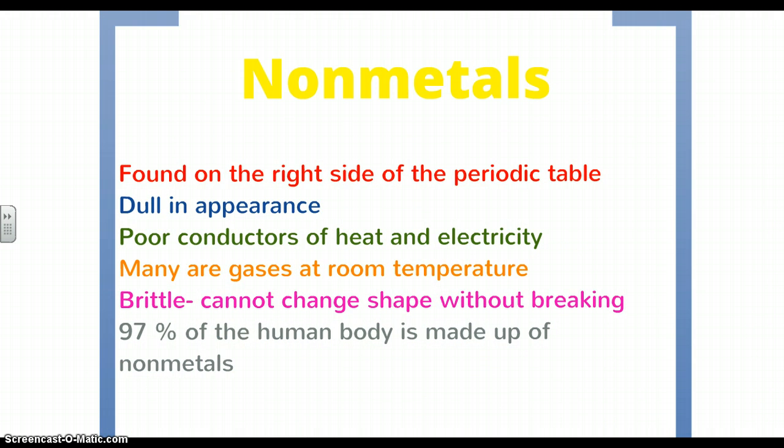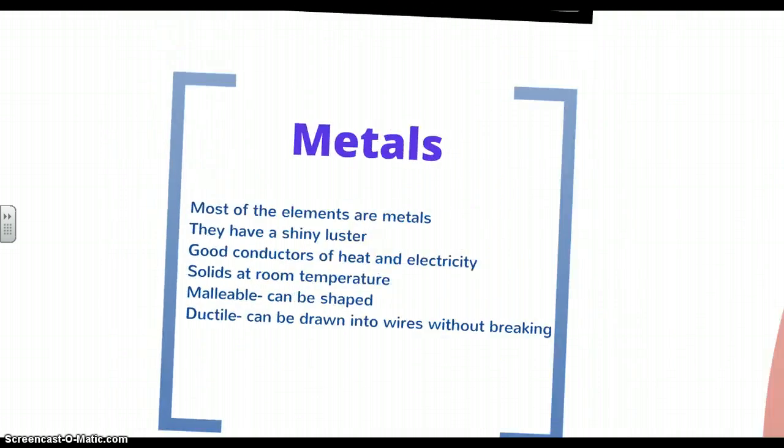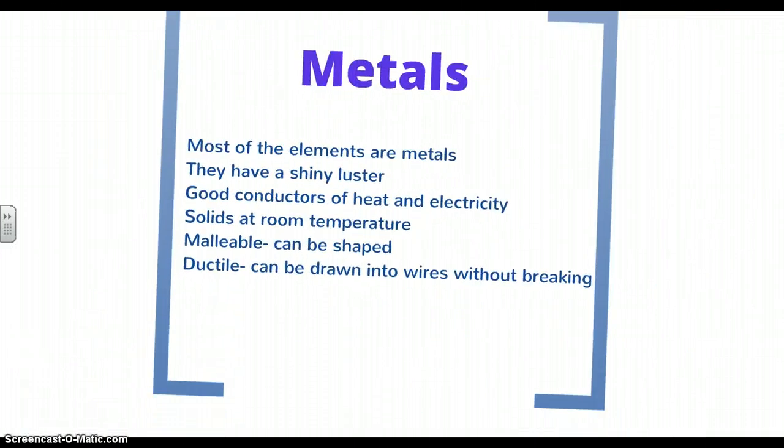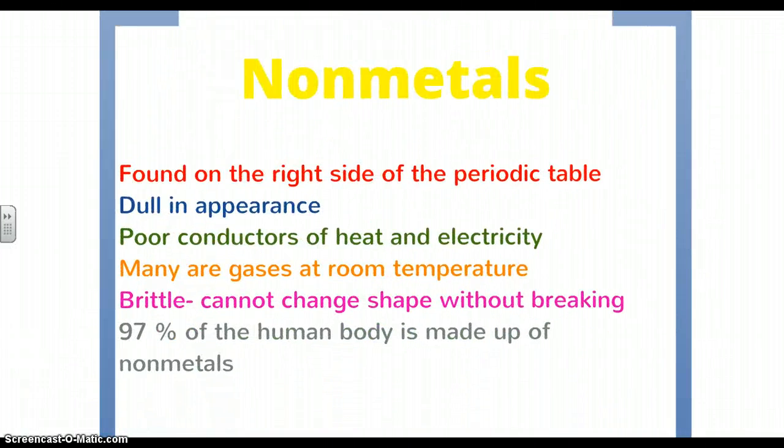The second group that we're going to talk about is nonmetals, and these are found on the right side of the periodic table. If we go back to the periodic table, you can see these are the turquoise ones, kind of the light blue, over with the He on the top for helium, and carbon and nitrogen and oxygen. All those are the nonmetals. Nonmetals are usually dull in appearance. They're not shiny. They're poor conductors of heat and electricity, like I talked about.